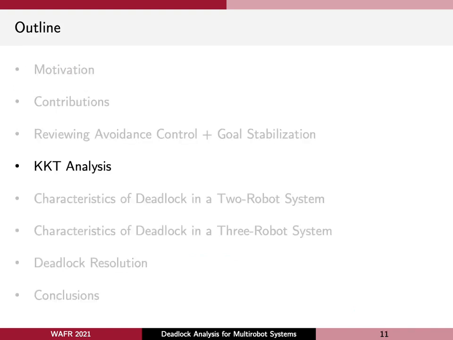Okay, so now that we have the basic framework covered, let's see how we can extract some more information about the control using KKT conditions of that optimization problem.